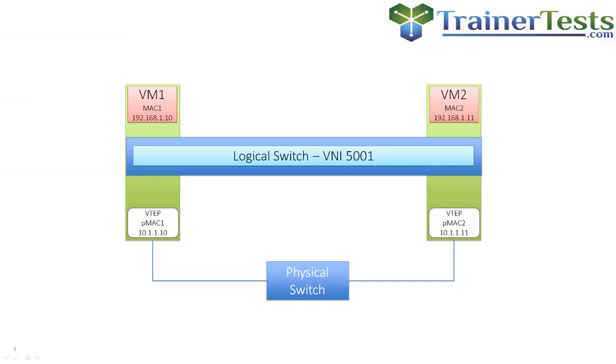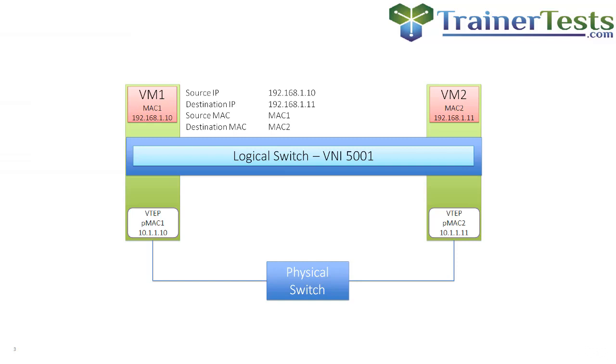Right? If VM1 wants to ping VM2, for example, the source IP is going to be the IP of VM1, and the destination IP is the IP of VM2. There's no need to utilize a default gateway or anything like that. This is just straight up layer 2 traffic. And we can also see the source MAC is the MAC address of VM1, and the destination MAC is the MAC address of VM2.